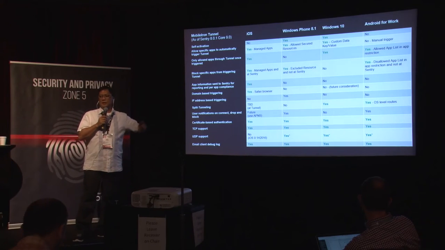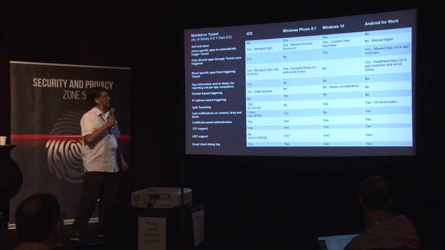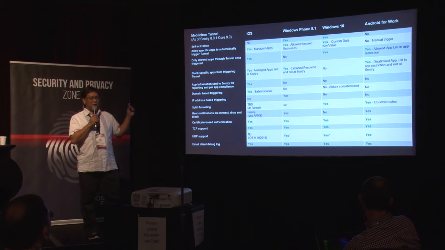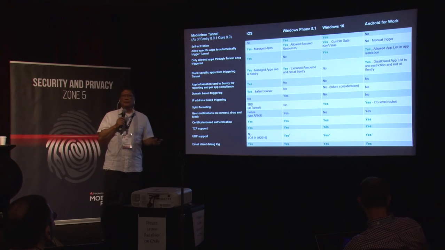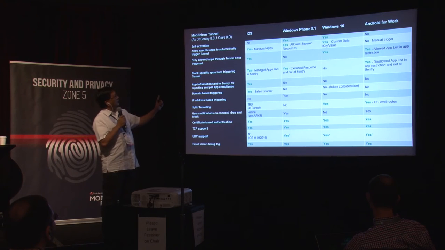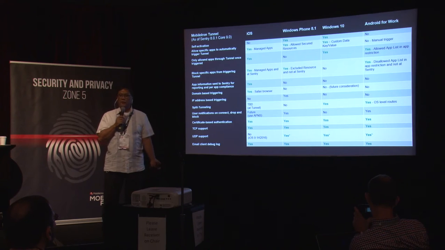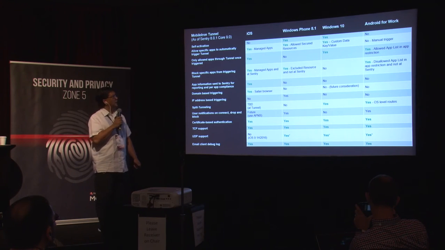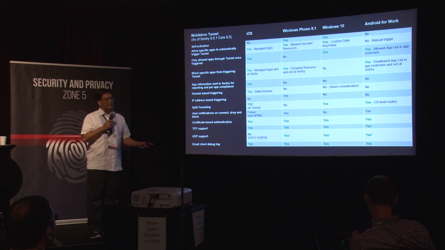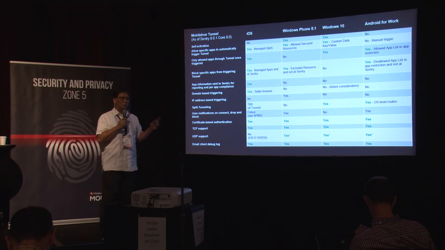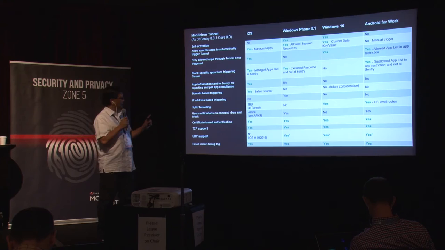This is actually my slide, and I apologize because it's a little difficult to follow, but this basically shows the differences with all the different MobileIron Tunnel technologies. What you have to the left is iOS, and then I also threw in Windows Phone 8.1 because there are still some deployments out there that still have Windows Phone 8.1. Next column is Windows 10, and then lastly it's Android for Work. We have a MobileIron Tunnel for each one of these platforms, and this table just shows the differences.